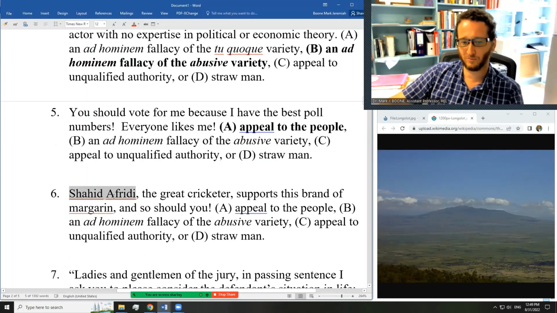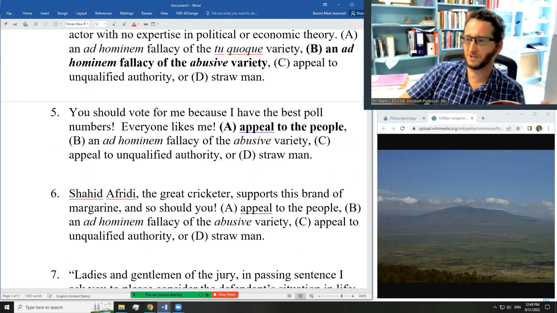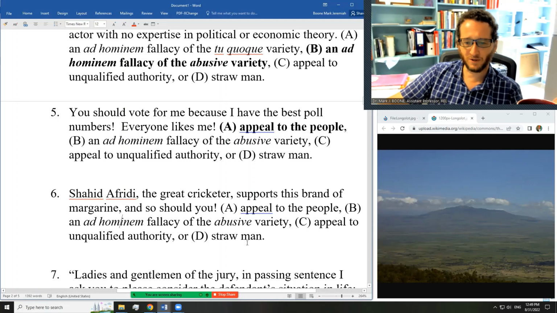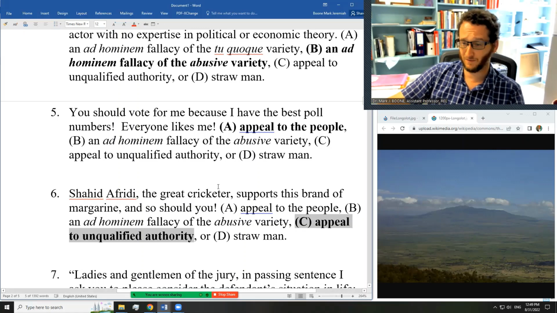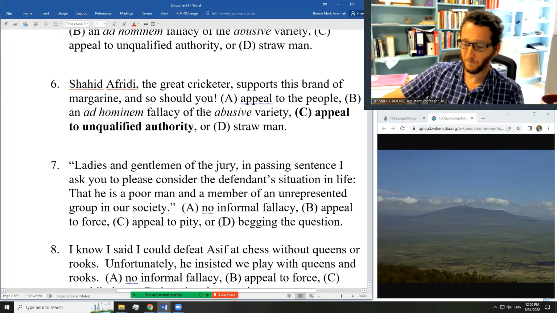This may have seemed more relevant back in Pakistan. Shahid Afridi, the great cricket player, supports a particular brand of margarine, and so should you. And he actually did. His face was on the side of one particular variety of margarine, or maybe it was regular butter. I don't remember. This would appear to be an appeal to an unqualified authority. It would seem to be that fallacy. Now, if he gave an argument, that's different. And evaluate the argument. Or if there's any particular reason he personally would be an expert in margarine, then maybe it's not a fallacy at all. I don't know. I'm not aware that he has any expertise in margarine.